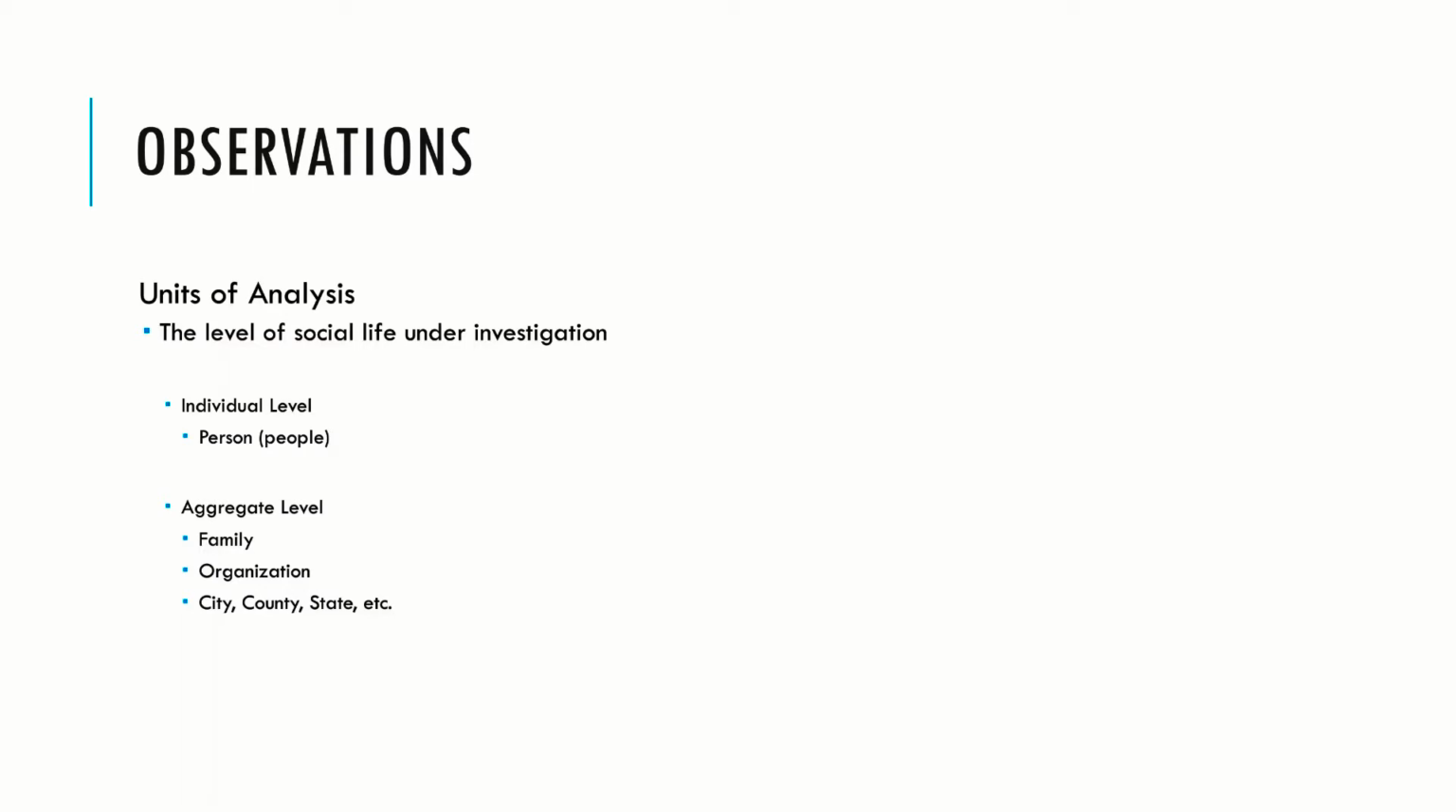individual would be one person, and then an aggregate level would be something like a family, multiple persons, organization, multiple persons, cities, counties, and states. A lot of people. So things can be broken down at various levels. We've probably seen something like this before, where are you looking at people and their relationships, or are you looking at organizations and their relationships? Those are two different things, two different levels of analysis.